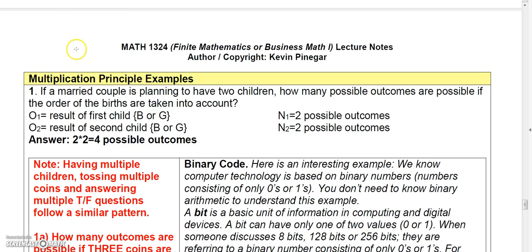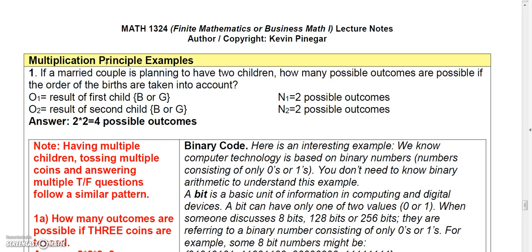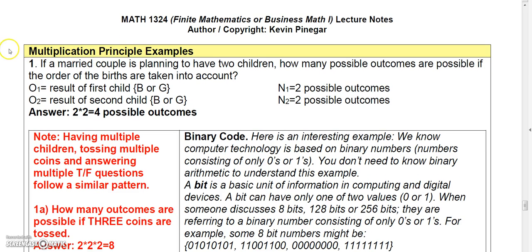Continuing the lecture on the multiplication principle, going to work some examples here. I'll start you off with something that's pretty simple. If a married couple is planning to have 2 children, how many possible outcomes are possible if the order of the births are taken into account?